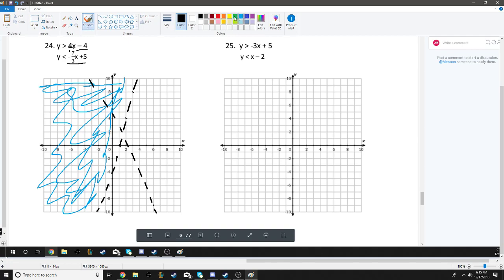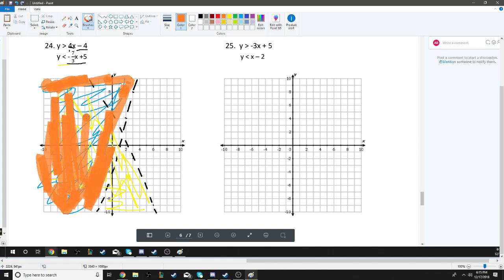And we're going to do this one in yellow. It says less than, so we need to shade below that line. Okay. And you notice that there's one big region, a huge region. That's all right here. Everywhere in orange is going to be a solution to our system.